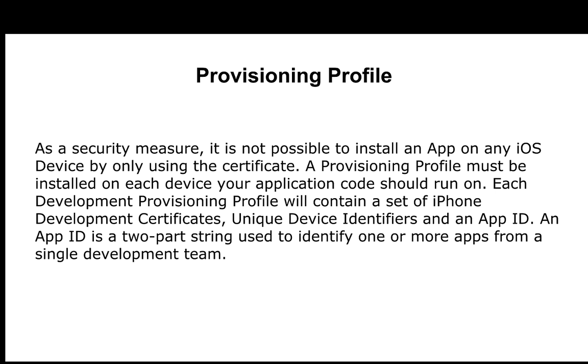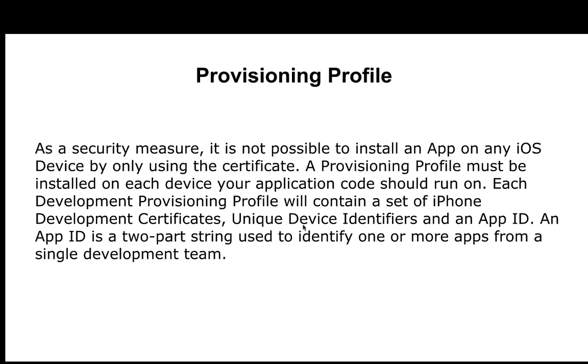Each development provisioning profile will contain a set of iPhone development certificates, unique device identifiers, and an app ID. An Apple ID or app ID is a two-part string used to identify one or more apps from a single development team. So basically, the app ID or the bundle ID we use should be unique. All right.